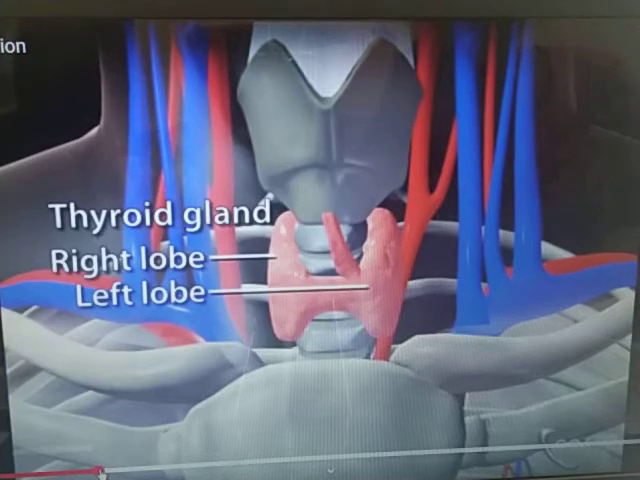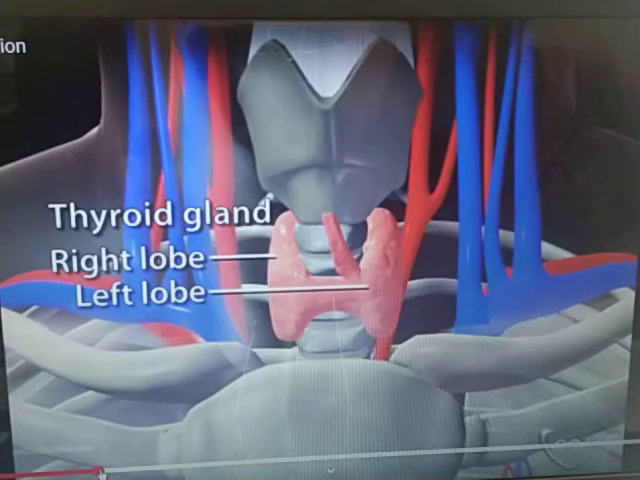Both T4 and T3 have a similar effect on the target cell. They are generally considered together as the thyroid hormones. These T3 and T4 have similar functions, so they can be called thyroid hormones.